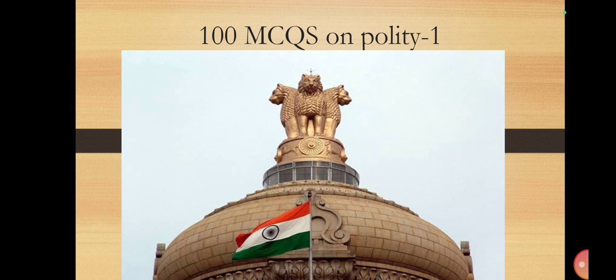Question number 9. Article 258. Power of the Union to confer powers, etc. on states in certain cases. Article 257. Control of the Union over states in certain cases. Article 261. Public Acts, Records and Judicial Proceedings. Article 260. Jurisdiction of the Union in relation to territories outside India.